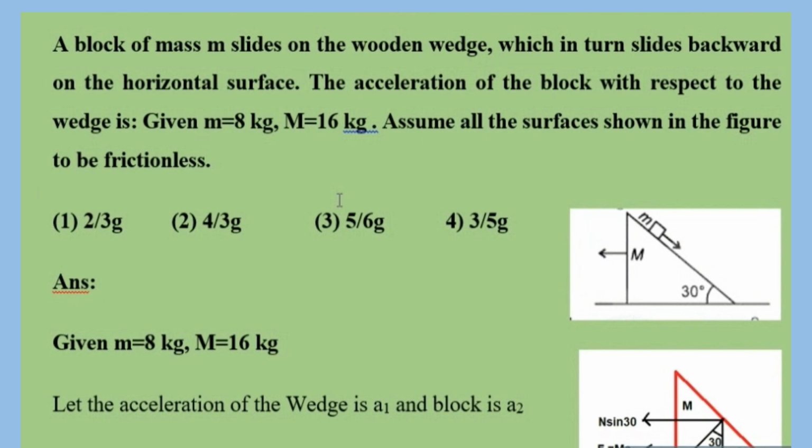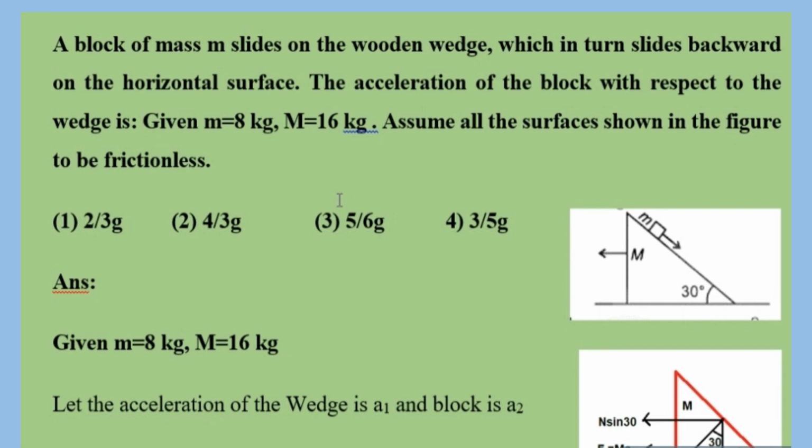Hello students, let us see this question. A block of mass m slides on a wooden wedge which in turn slides backward on the horizontal surface. Find the acceleration of the block with respect to the wedge. So some details are given here.